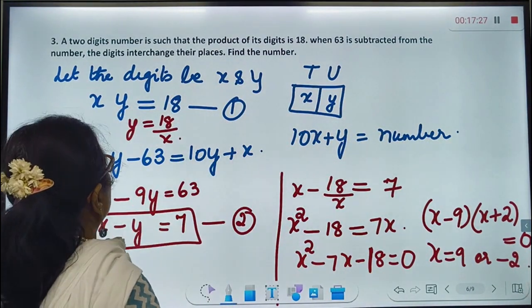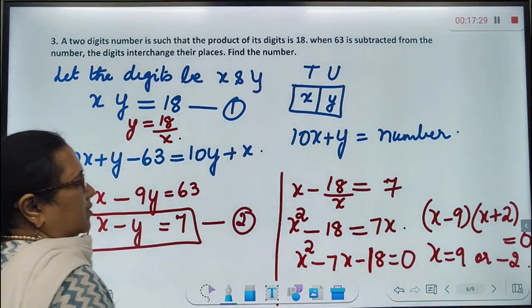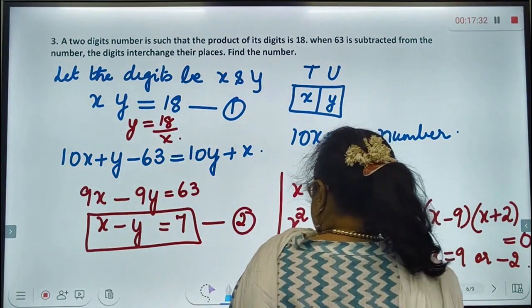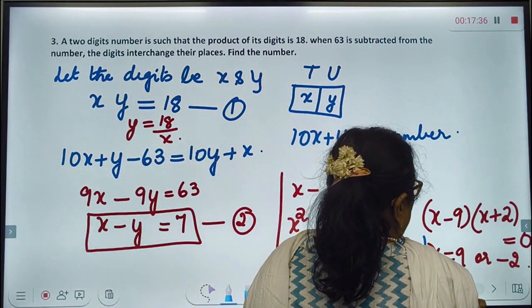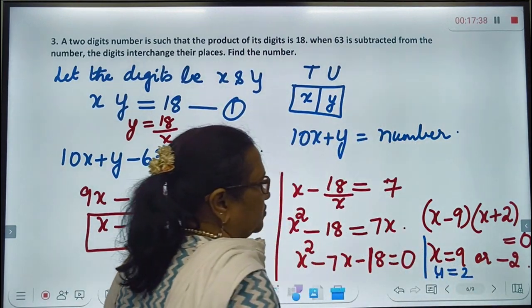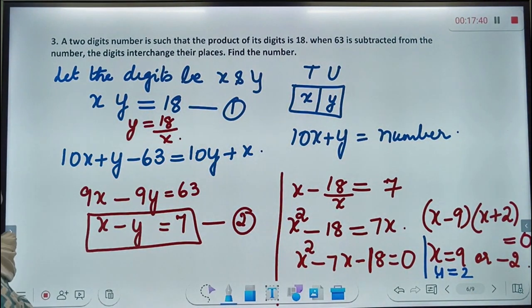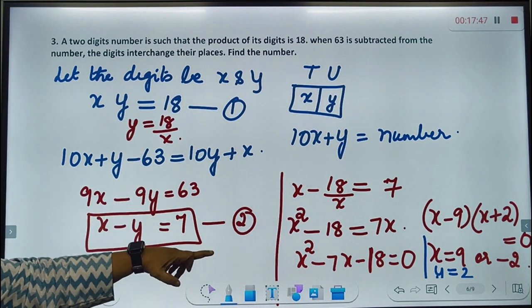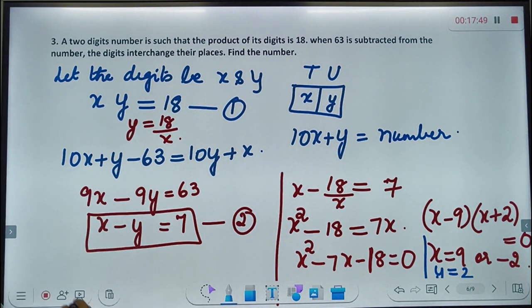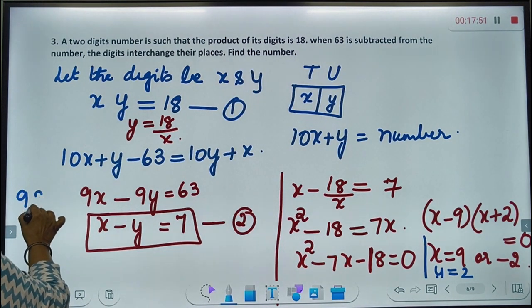When x is 9, what is y? When x is 9, what will be y? 18 by 9, which is 2. Okay, therefore, 9 minus 2 you can see is 7 and 9 into 2 is 18. So, when x is 9, y is 2.